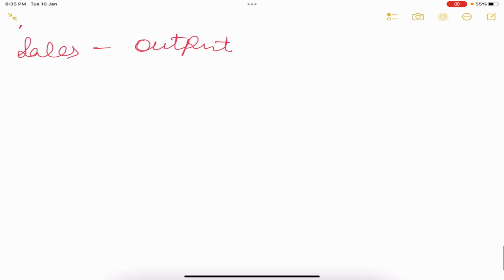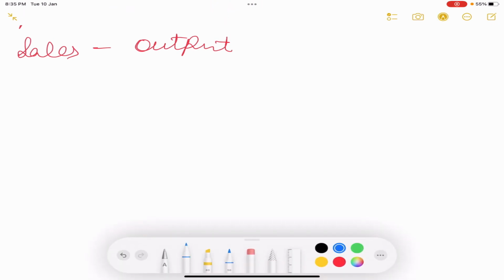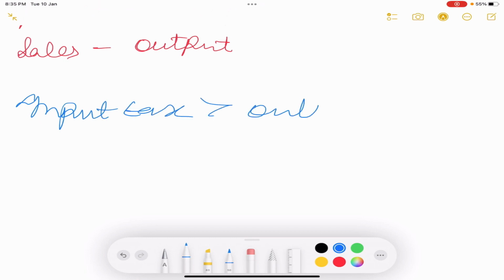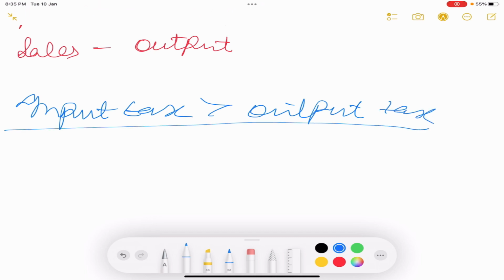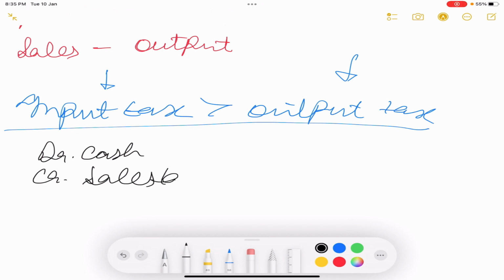Okay. Let me quickly check if we're left with any other concept in the chapter for revision. There's this simple concept. Now tell me something. If my input tax is more than my output tax, what does that imply? The tax I have paid to the government is more than what I actually had to give to the government. Right? So the government will refund my tax. So debit cash, because the government will refund my tax, credit sales tax.